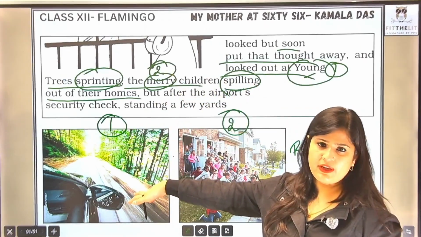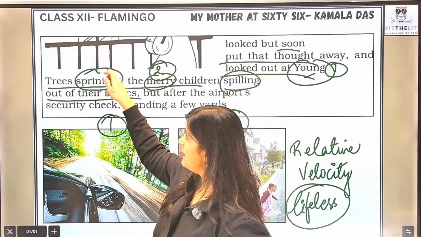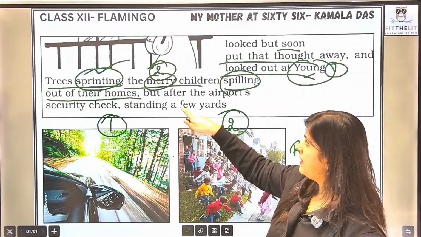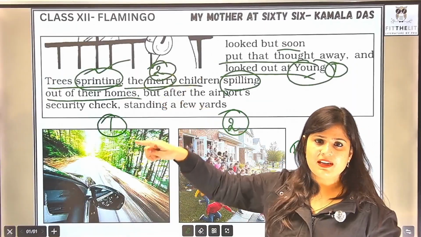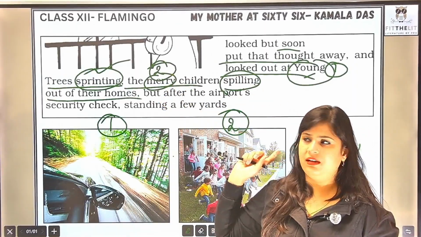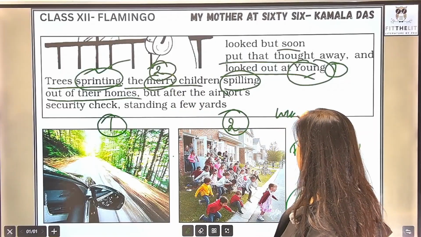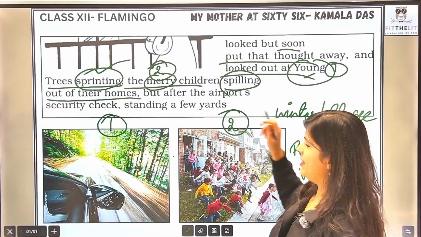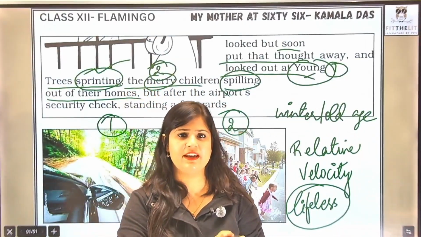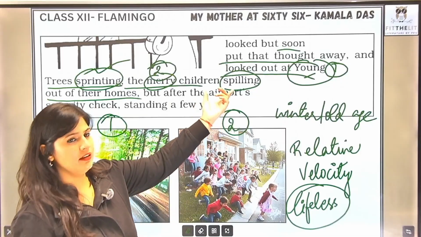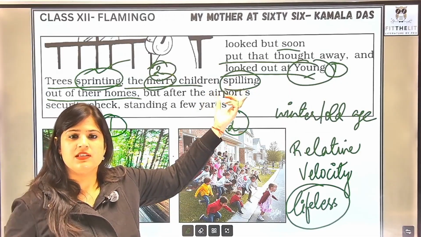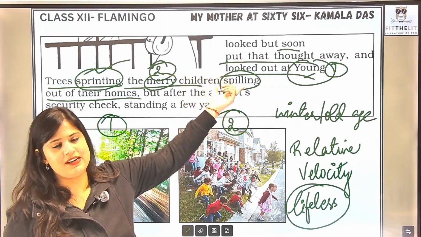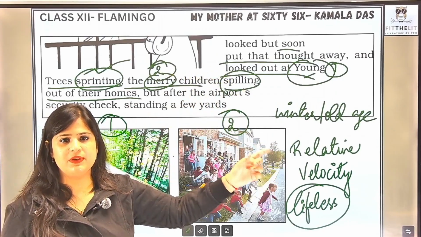And what are the young trees doing? Sprinting. The activity that they are doing, sprinting. और mother क्या कर रही थी? Nap ले रही थी, एकदम inactive. Then again, merry children. Mother is at the last phase of her human cycle. That is winter, है ना? Winter or old age. Whereas she looks at the merry children. Again, direct contrast. Then what are these children doing? Spilling. Spilling means बहुत fast तरीके से भागते हुए जा रहे हैं कहीं पे, right? So that again is in contrast with what the mother is doing.